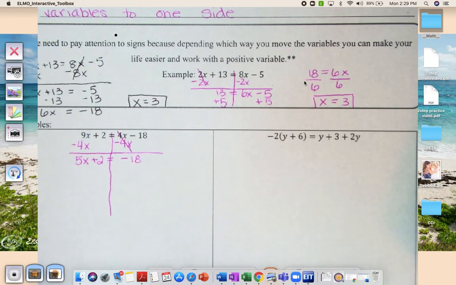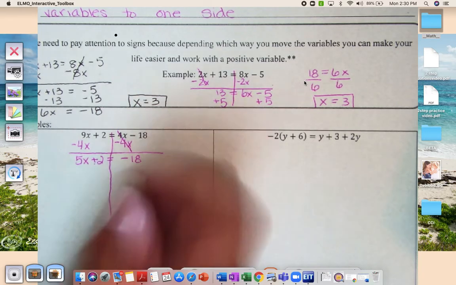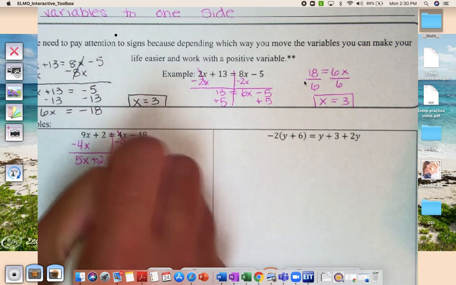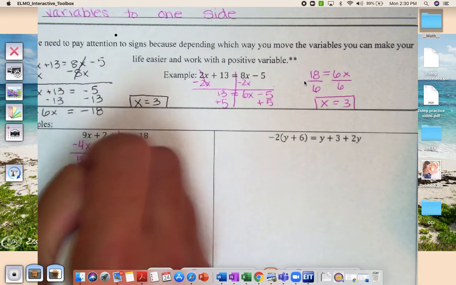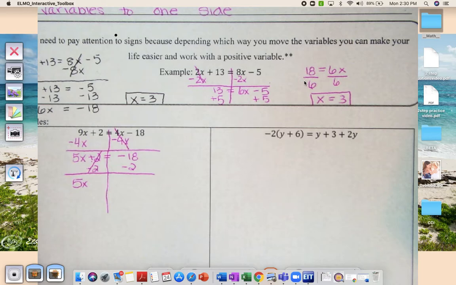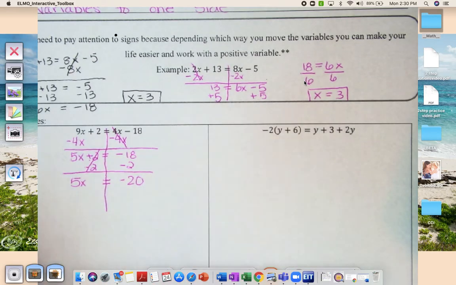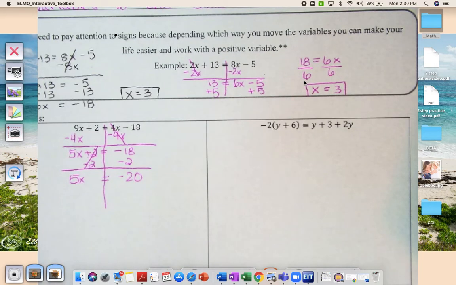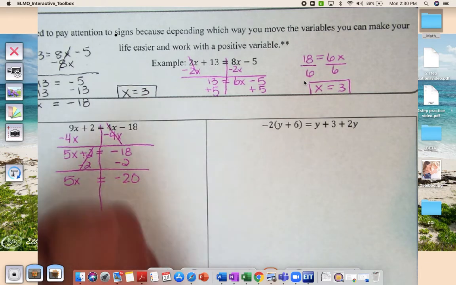Now we move our constants. So I've got to move this 2 away from the variable. It's currently a plus 2, so my opposite would be minus 2. So 5x, the 2's have gone bye-byes. I have negative 18 minus 2. That gives me negative 20. Remember, when we have the same signs, negatives or positives, you add them up and you keep the sign. So 18 plus 2 is 20. We keep the negative.